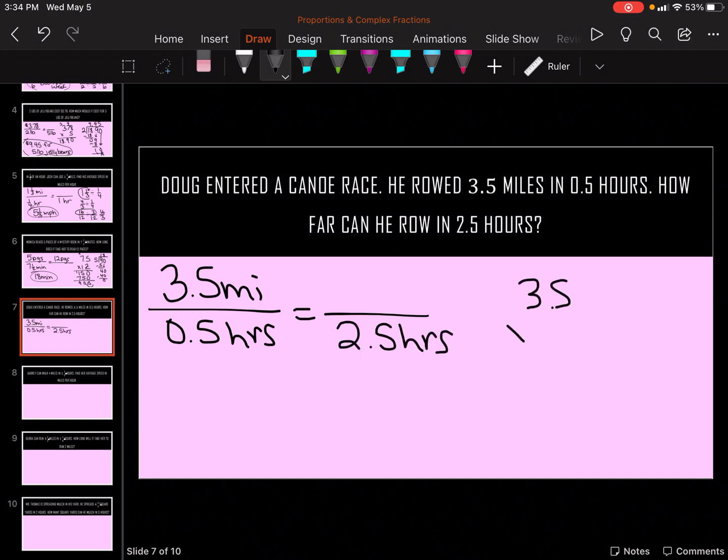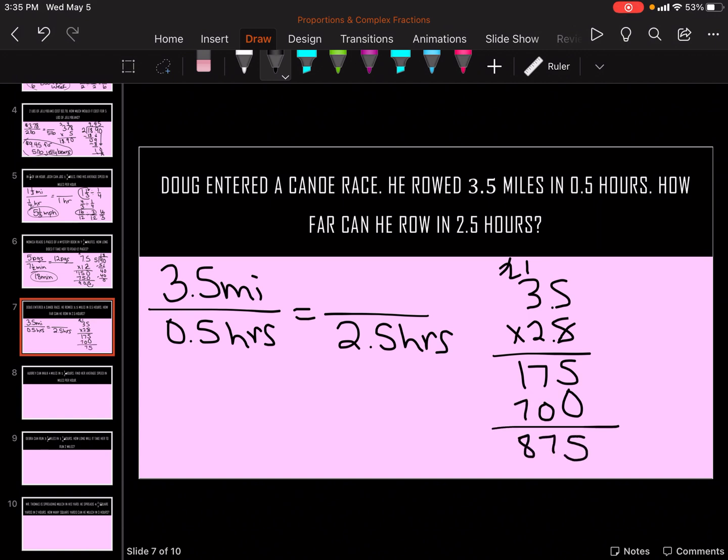So 3.5 times 2.5. 5 times 5 is 25. 5 times 3 is 15, plus 2 is 17. Tic-tac-toe. 5 times 2 is 10. 3 times 2 is 6, plus 1 is 7. 5, 7, 8. Move the decimal over twice.